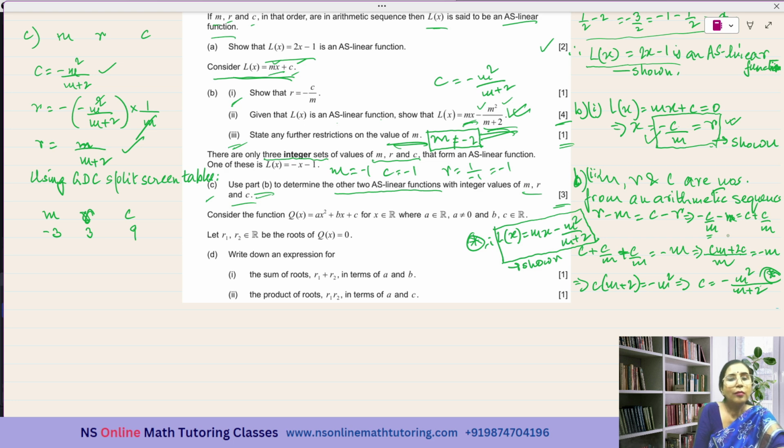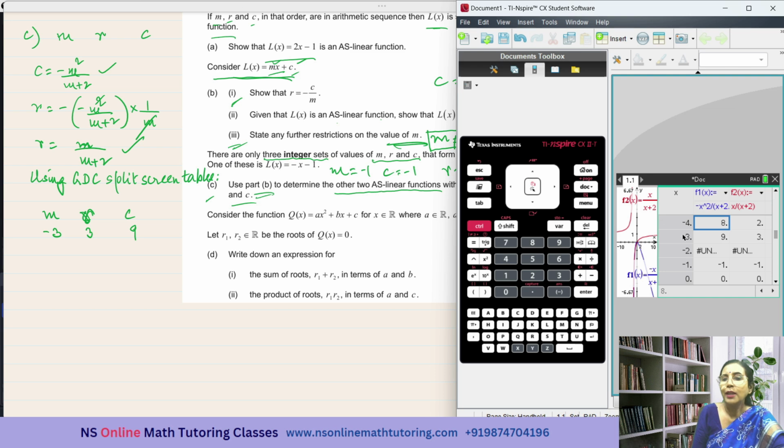So you can see the common difference is 6. So they indeed form an arithmetic sequence. And what is the other case? When m is equal to -4, r is equal to 2, and c is equal to 8. Okay, -4, 2, and 8.